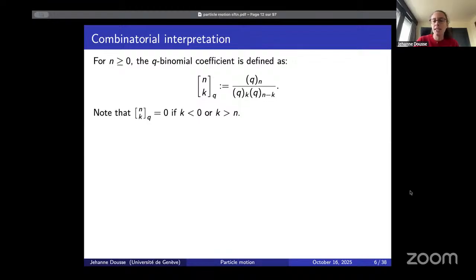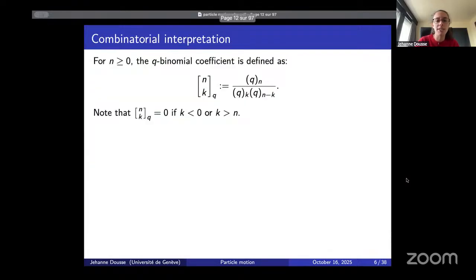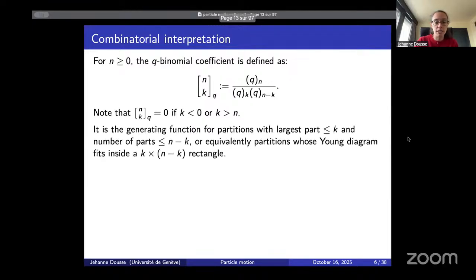So let's first see what is the natural interpretation of this sum. Here, we can rewrite this sum by using the Q binomial coefficients. They are defined that way. They are a quotient of Q-Pochhammer symbols. And they are the generating function for partitions whose Young diagrams fit inside a k times n minus k box. So in other words, which have largest part at most k, and number of parts at most n minus k.